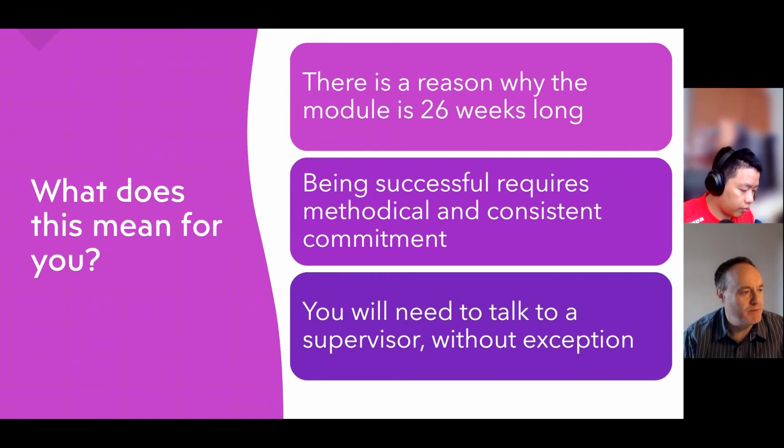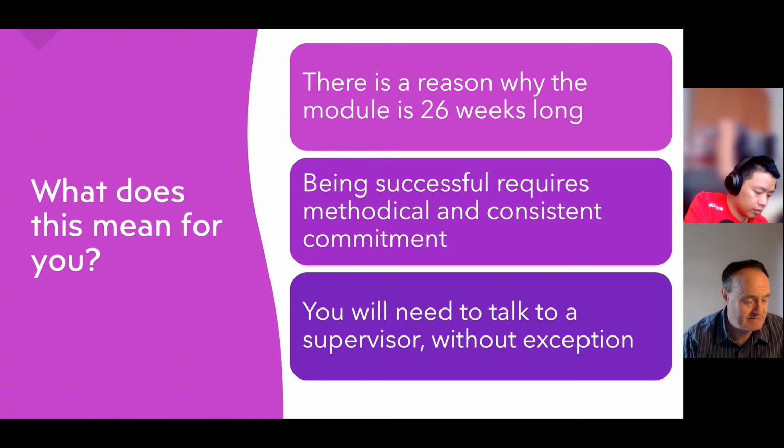So let's talk a little bit about the process. The process is 26 weeks long, and it's 26 weeks long because there's a lot of work involved. It's a double credit module for that reason. It requires you to be, I think, methodical and consistent in your commitment.